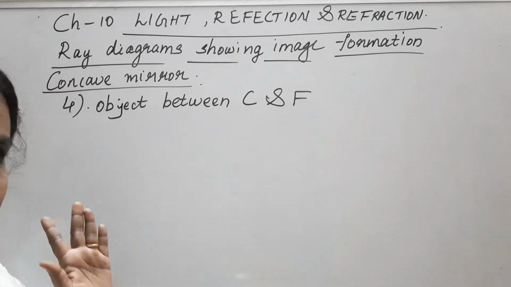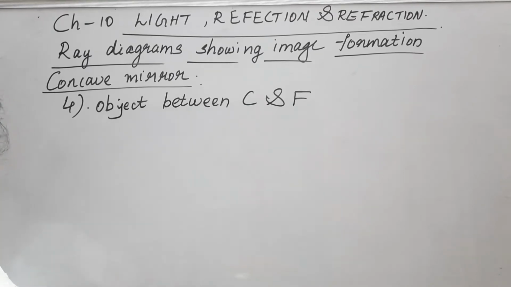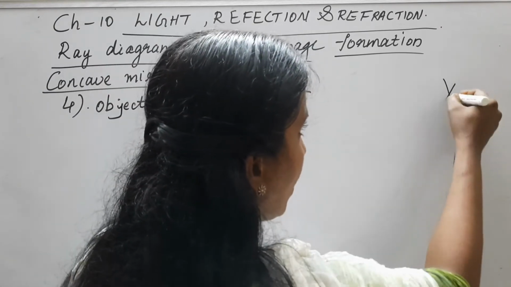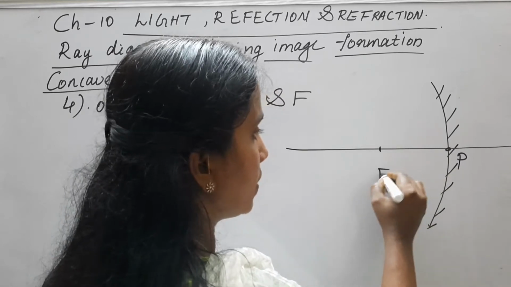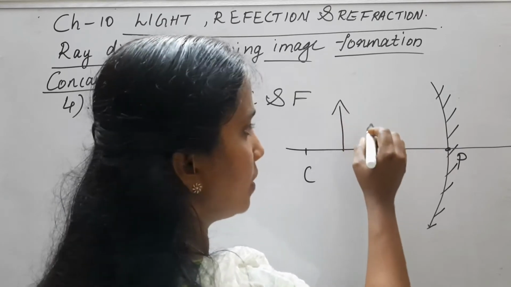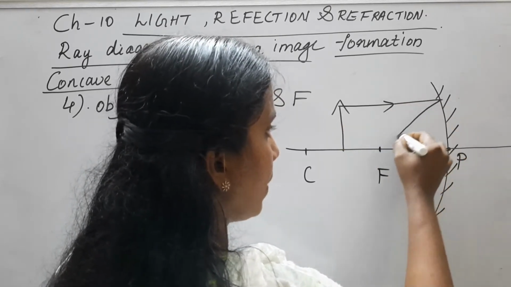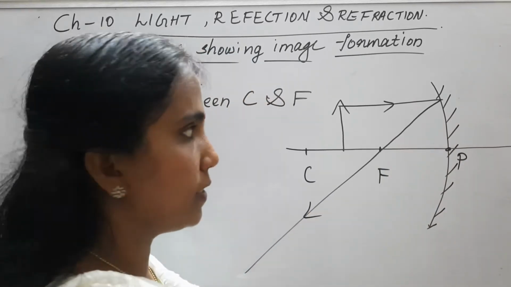So we discussed at infinity, beyond C, at C. Now the object lies between C and F. So we are drawing concave mirror, pole, focus, center of curvature, object lying between C and F. First ray parallel to the principal axis. After reflection, the reflected ray passes through the focus.